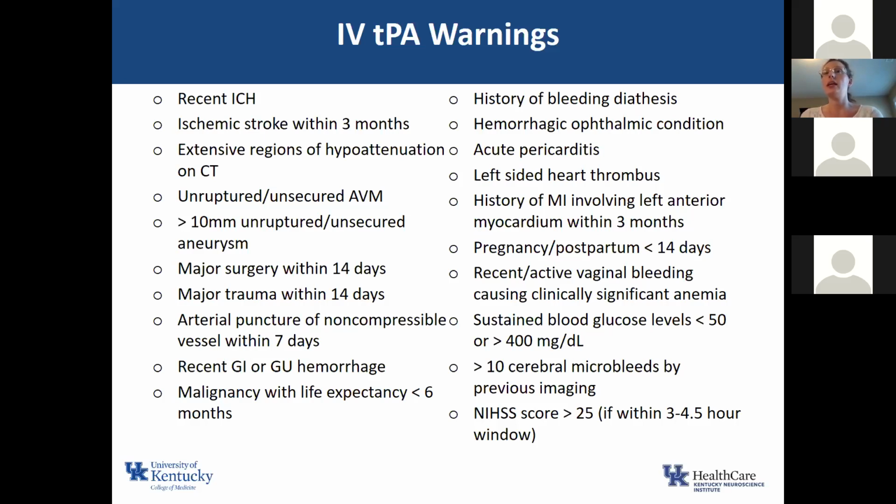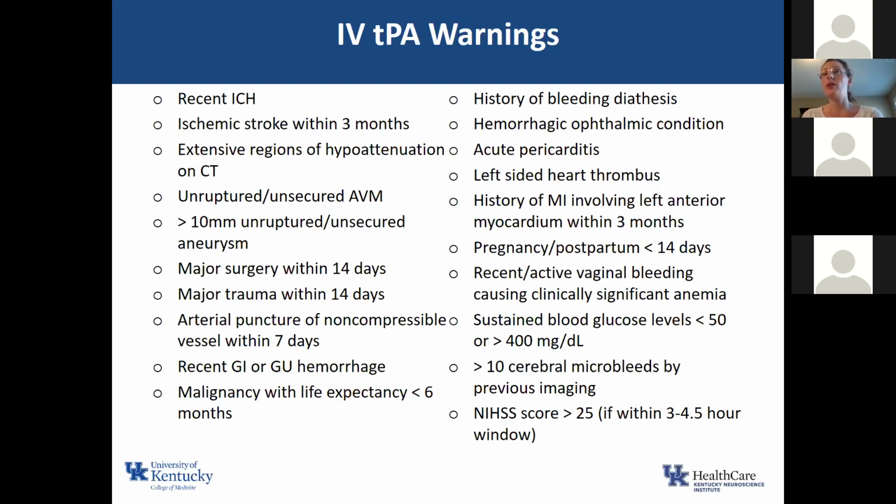If their glucose is less than 50 or greater than 400, sometimes that can be from a mimic. So we want to go ahead and try to treat that first and see how they improve, or at least that's considered a warning. You don't have to do that if you think that it's not all explained by their glucose.